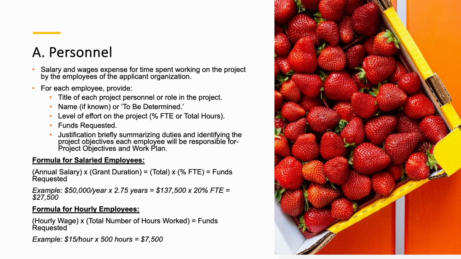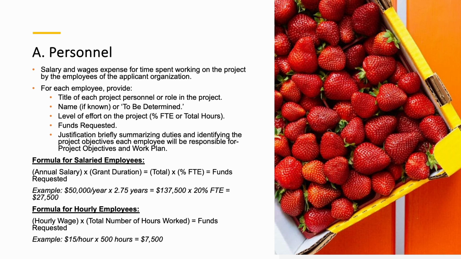Below the table, provide a justification for each employee listed. Briefly summarize their duties and identify the project objectives that each employee will be responsible for completing. Include the objective numbers from the project objectives and work plan template. It's important to note that every person who will be paid with grant funds must be responsible for activities included in the project objectives and work plan.